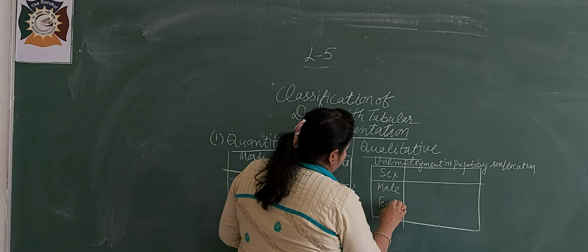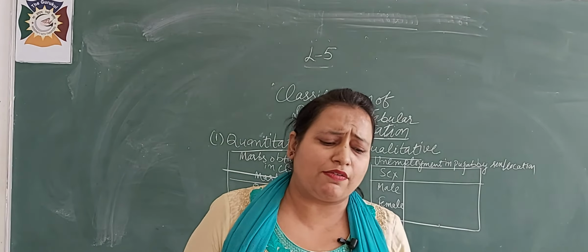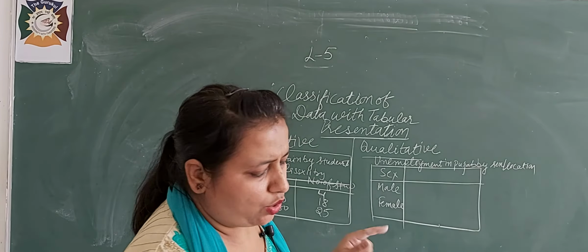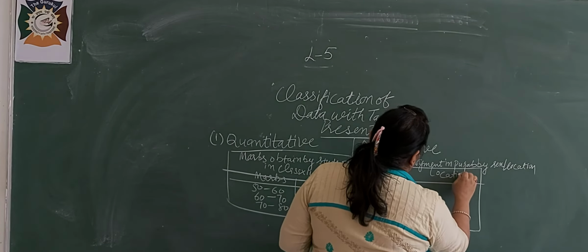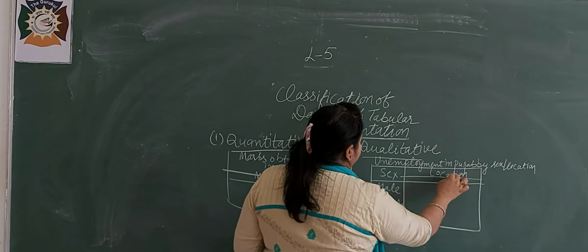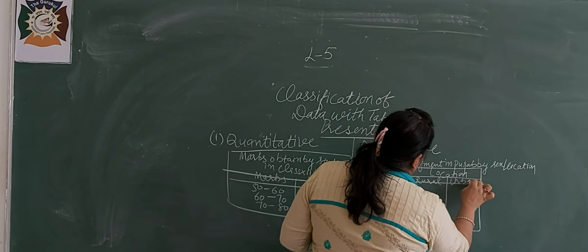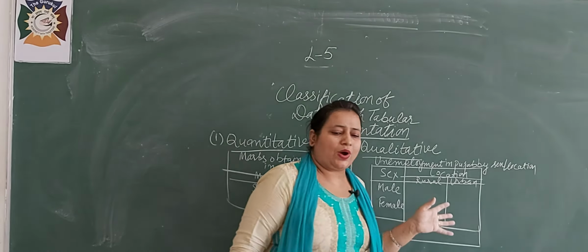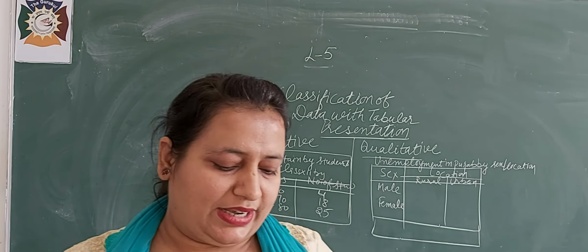After that, this means data is classified on the basis of what? Qualitative. I am writing over there location. Location means rural or urban, and total we will write over there. This classification is known as qualitative classification because it is based on the quality.